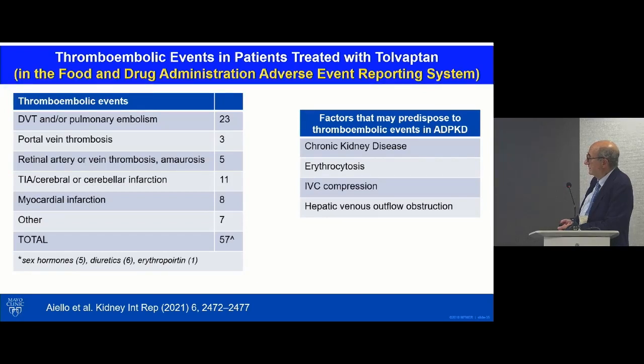I don't think this report really shows in any way that there is an association between the administration of tolvaptan and these events, because you would expect these events not to be that rare in the CKD population, but it is something to keep in mind. Factors that contribute to thrombotic events in ADPKD include the chronic kidney disease itself. In ADPKD there could be erythrocytosis, IVC compression, and hepatic venous outflow obstruction. So maybe in patients that have severe IVC compression or erythrocytosis, it's good to keep that in the back of the mind.